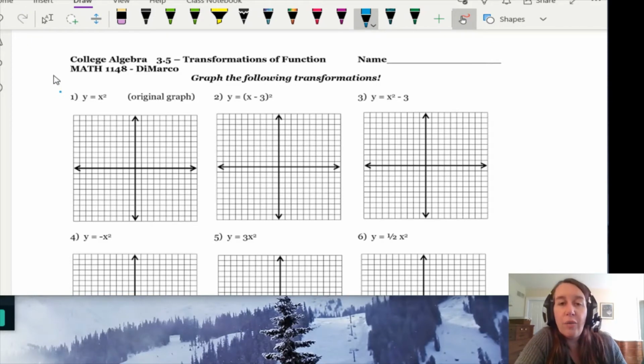Okay, in this video, we're going to be looking at transformations of graphs, and we're going to use tables to help us to transform each of these graphs. And we're going to start with some easy ones, and then they do get a little more complicated as we go.